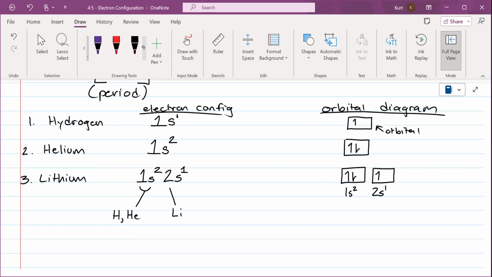I want you to add these numbers up. This might be the last time we have time for. What is 1 plus 2? How many electrons does lithium have? Those exponents should always equal the number of electrons for the element that you're doing.